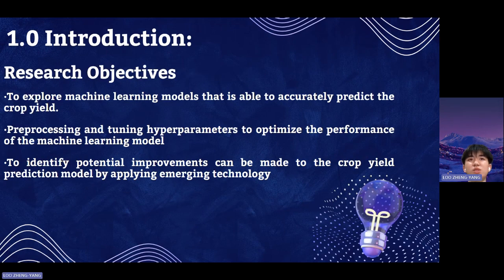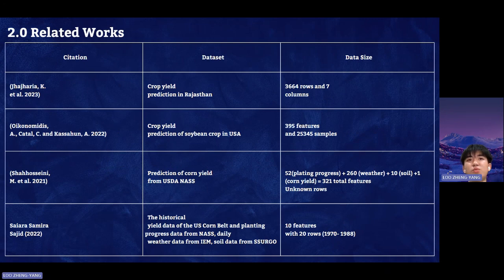On the other hand, our research objective is to explore machine learning models that are able to accurately predict the crop yield, and to identify the potential improvements that can be made to the crop yield prediction model by applying emerging technologies. Besides, our objective also includes using pre-processing and tuning algorithms to optimize the performance of the machine learning models. We have studied a few related works regarding crop yield prediction.